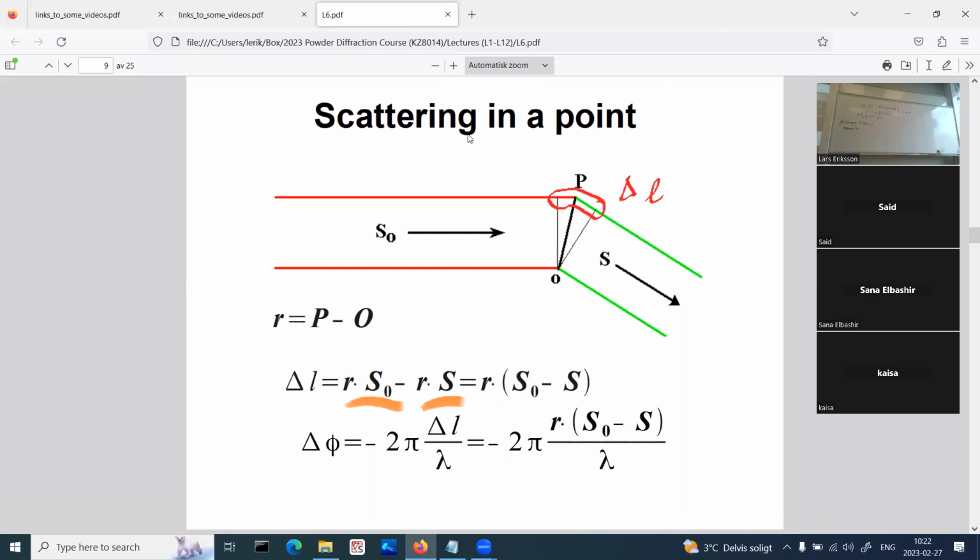This is a coordinate system with the origin, and you have a point here, and if you have some beam coming in, we draw it like a beam scattered in the origin, or the same beam scattered in the point P. So there is a length difference that gives rise to the phase.